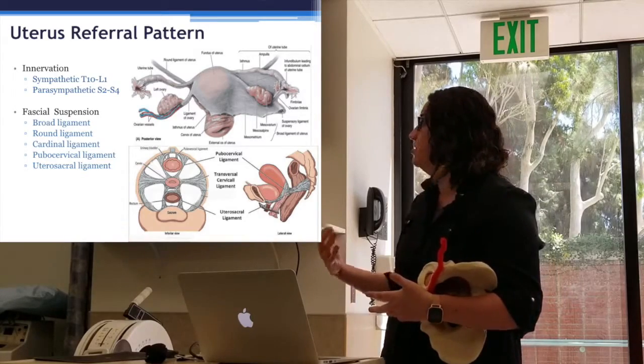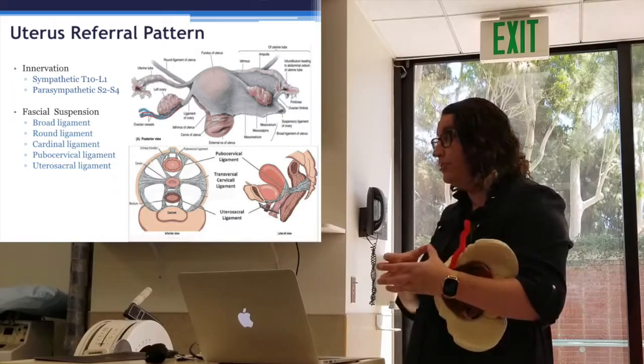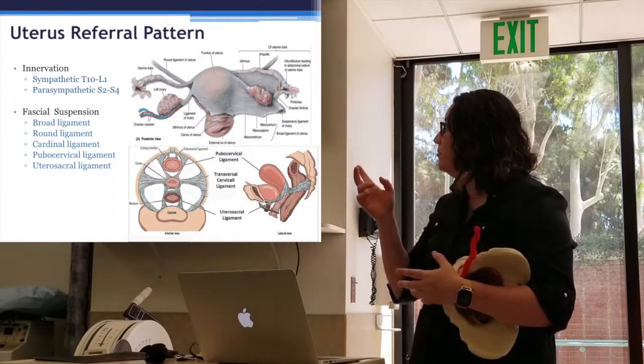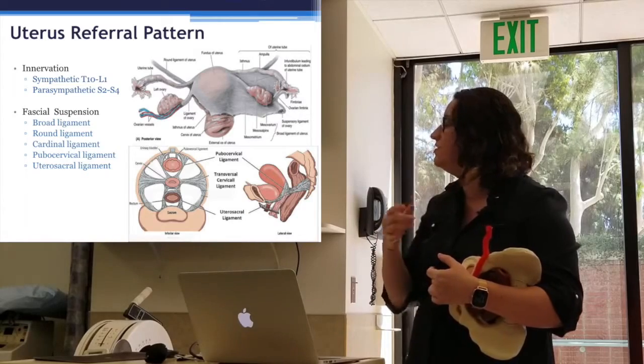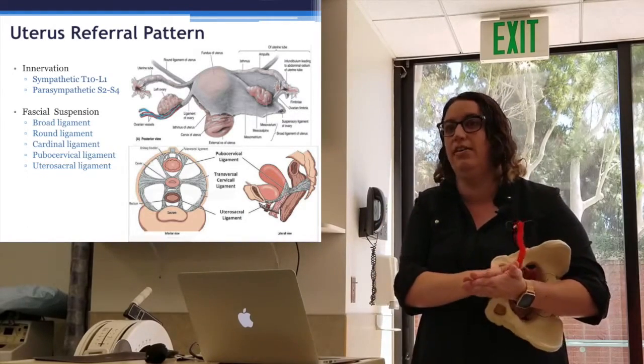The cardinal ligaments are the ones on either side of the cervix. They help support the cervix and keep it in place. We have a pubocervical ligament, which also helps support the cervix, and the uterosacral ligament. So the uterus is actually connected directly onto the sacrum.